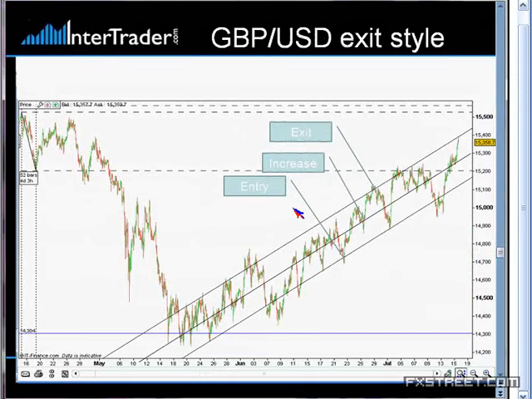So again, just take this example of an exit style with this particular chart. So we see our entry point. Again, we've identified that it's a bullish move. There's more buyers than sellers.